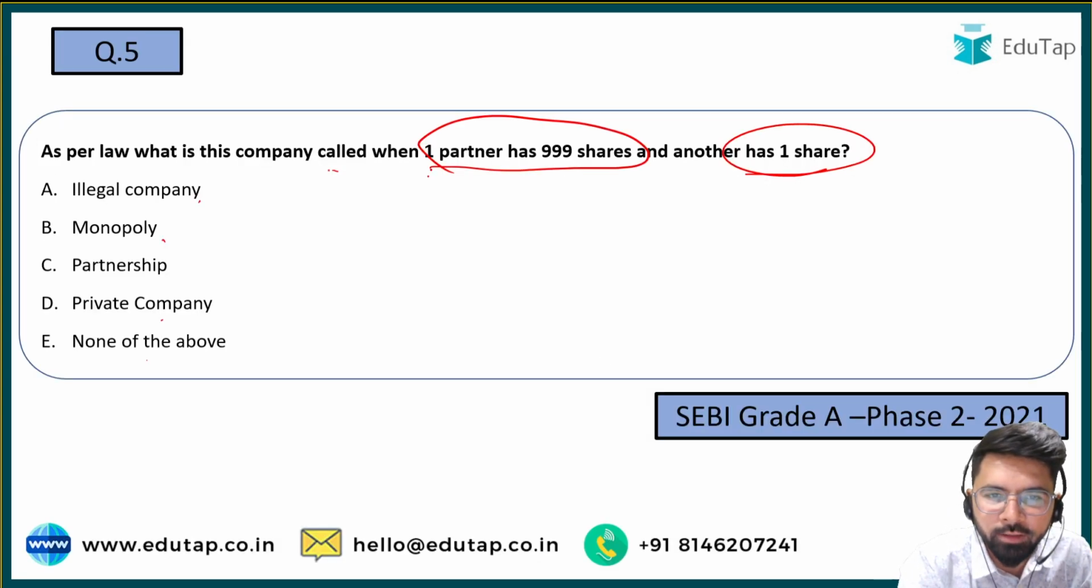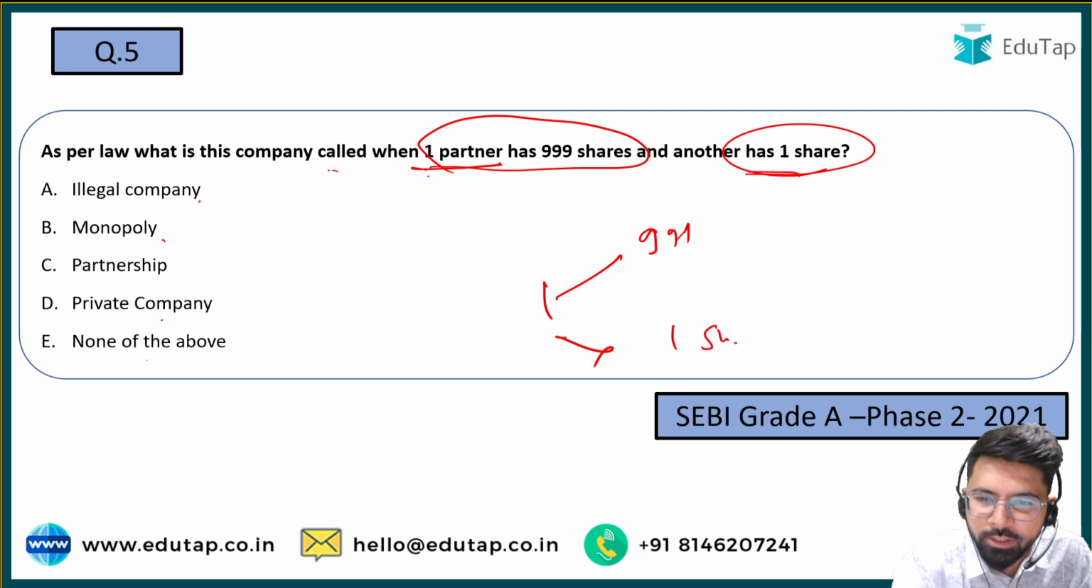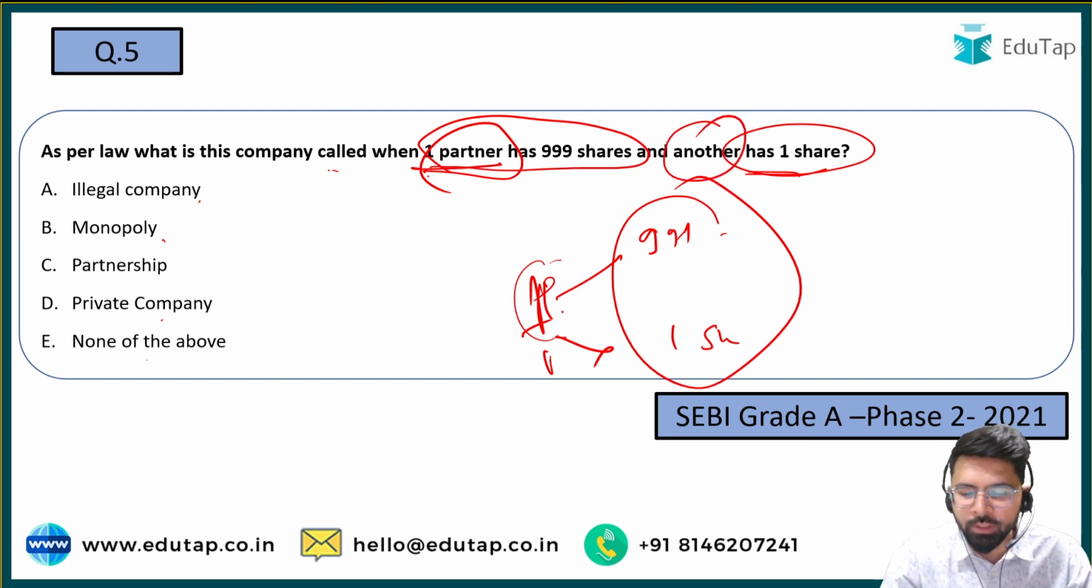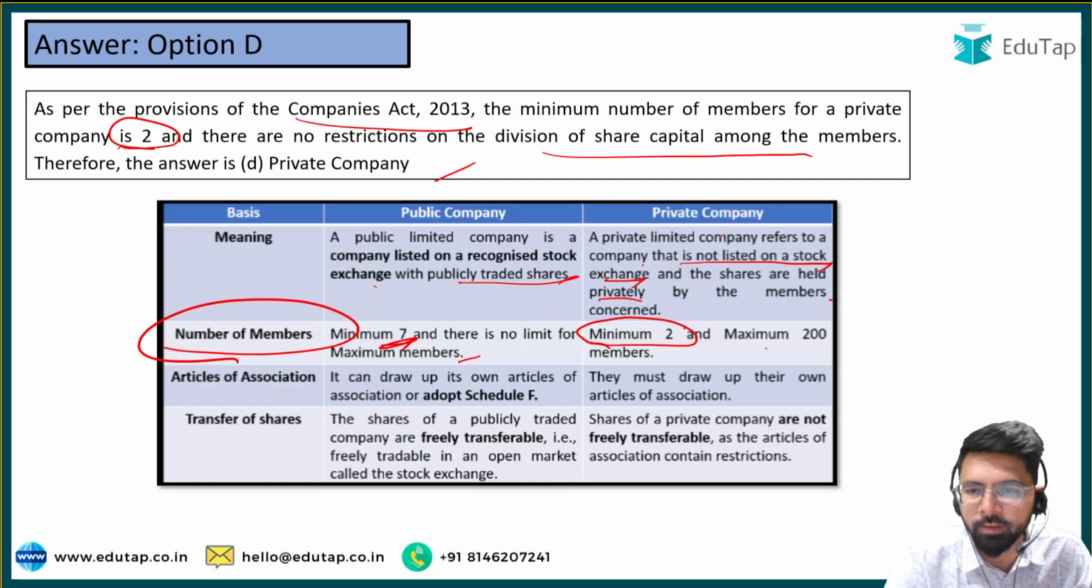If you look here, there is one partner and the other partner. One partner has 999 shares, the other has one share. We are not concerned about the number of shares held by an individual person. But there are 2 people here: one is this partner, the other one is this partner who holds 1 share. Since there are 2 people, it satisfies the private company conditions, that is, number of members is minimum 2 and maximum 200. And this is all you can go through on your own.